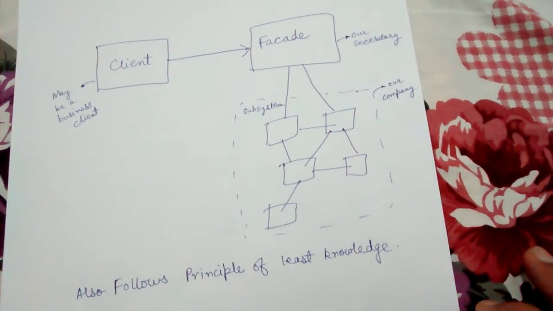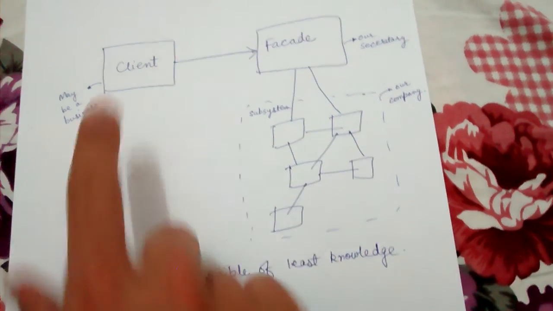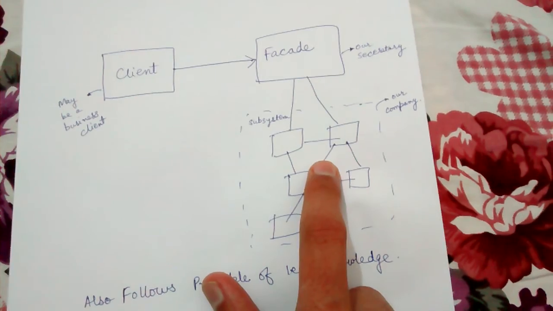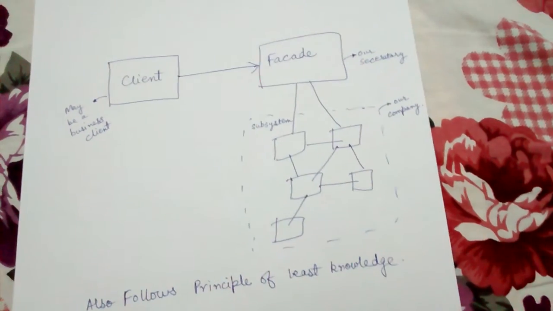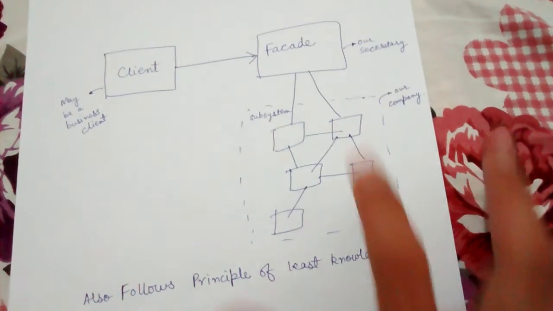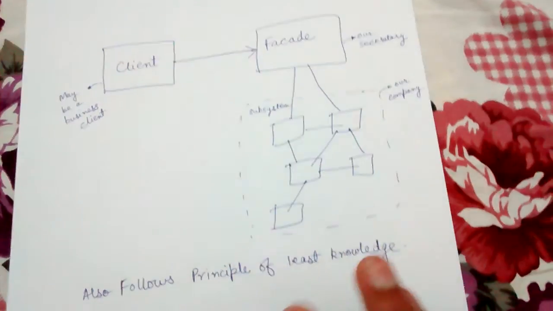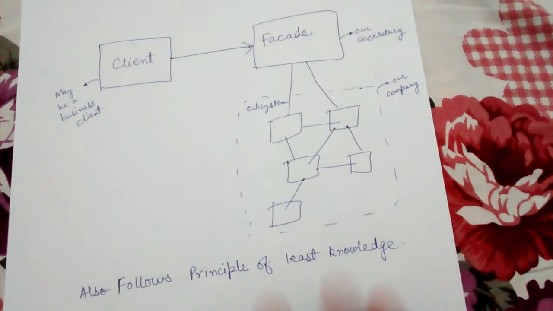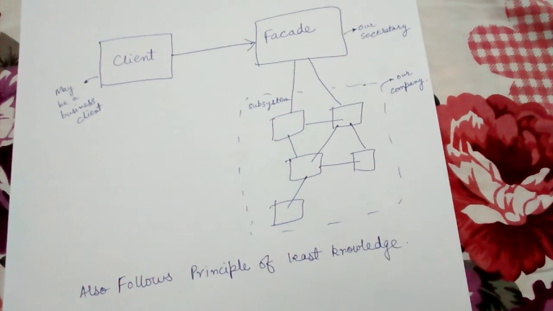Again, the client can directly contact these classes, just as a secretary is not necessary in an office, but it's a good to have feature in the office. Similarly, the facade is a very important pattern to reduce coupling in your class structure.